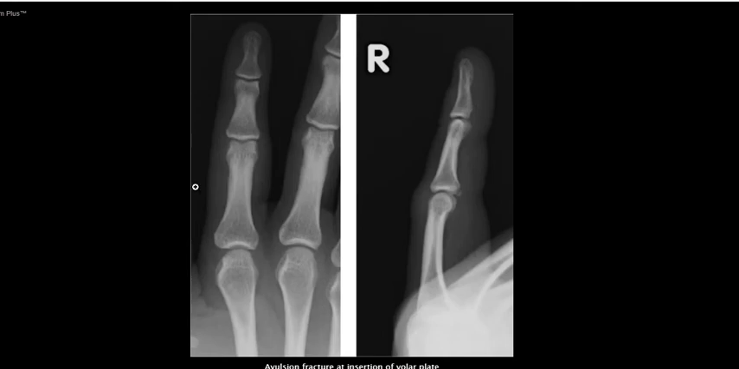Here's another finger X-ray, and we're looking specifically at this hyperextension injury, and there's an avulsion fracture at the insertion of the volar plate or the joint capsule of the finger.